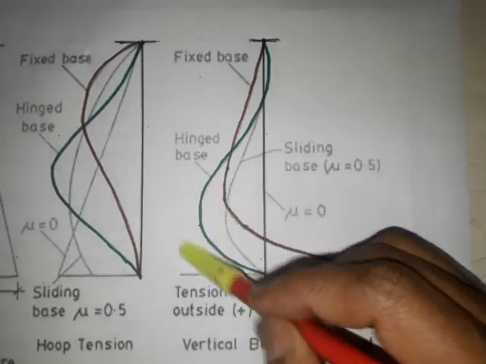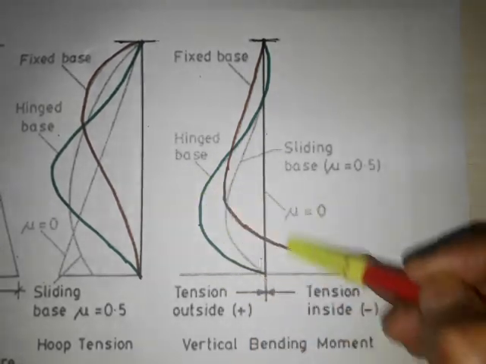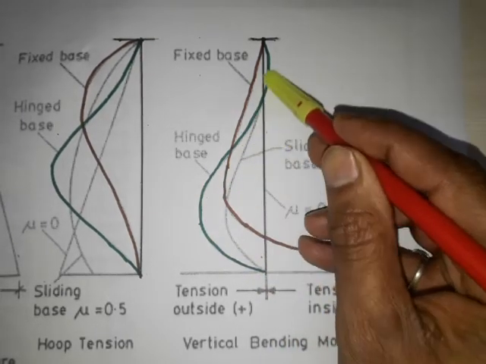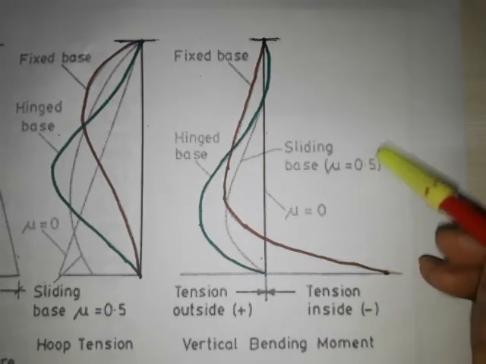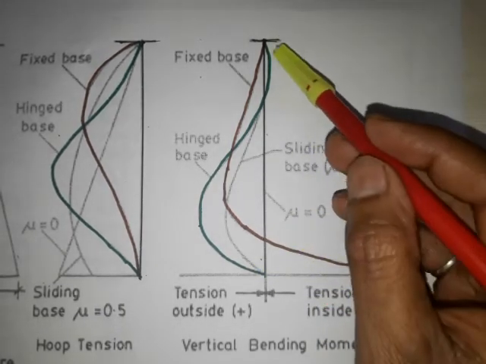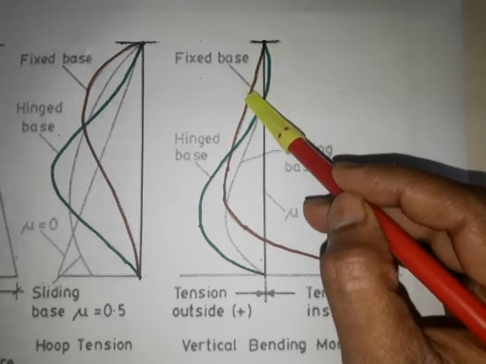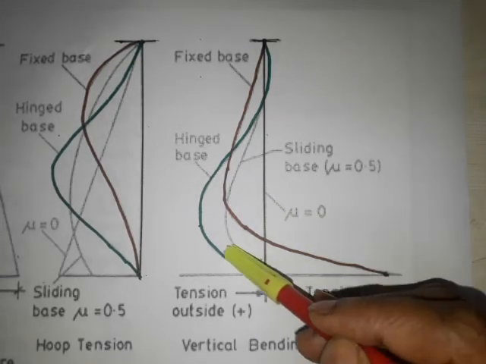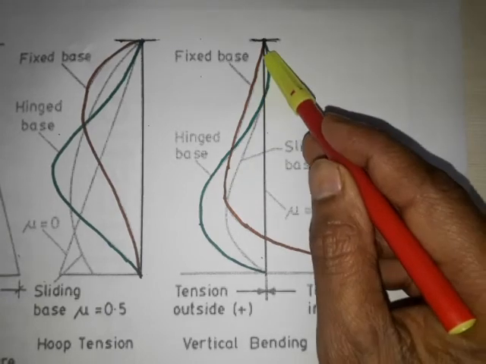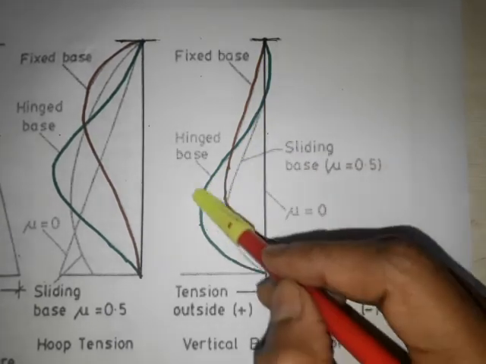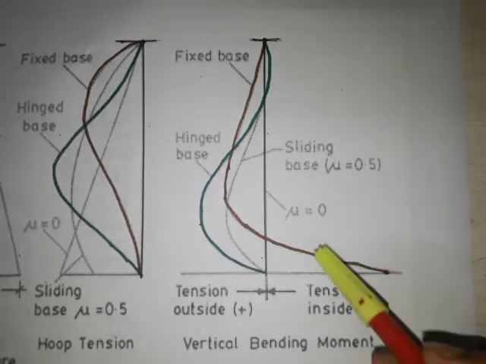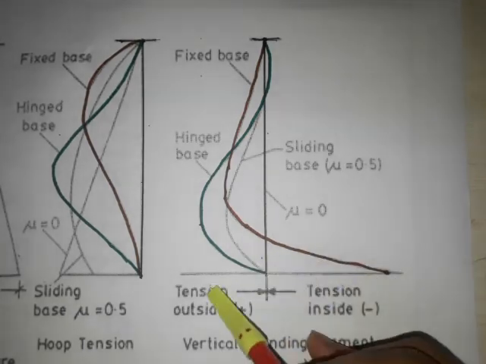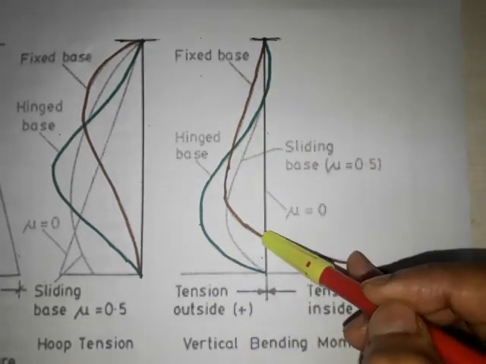Here we can see the bending of the wall because of the water. This is flexible, so we get the maximum bending here. But in the fixed base condition, because it is fixed, it will behave as a propped cantilever. So here we have the negative tension. In case of the flexible base, we can see the positive bending, positive tension. But in case of fixed, we have the negative tension near the joint, and again the positive tension above this level.